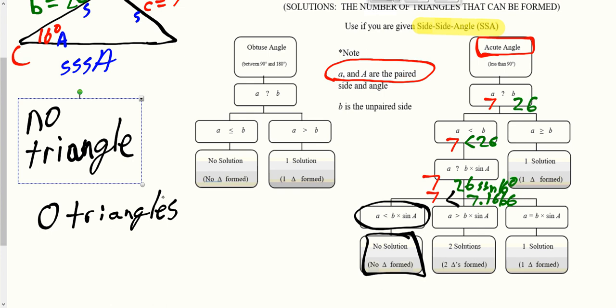Now just know that when you're dealing with a side-side-angle, if it's no triangle, you don't have to solve it because there's not a triangle, you can't solve it. If there's one triangle, you'd have to solve it. If there's two triangles, all you have to do is identify that it's a two triangle situation, and you don't have to do anything beyond that. You don't actually have to solve the two triangle situation.